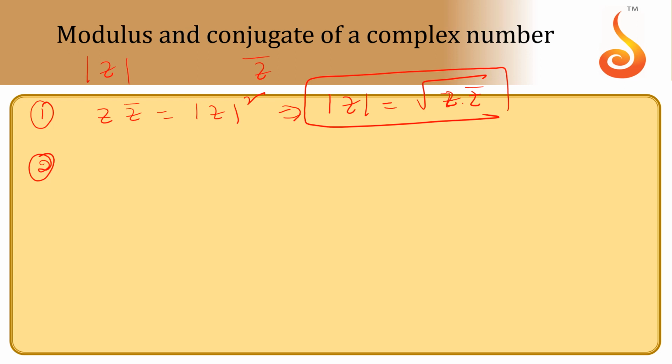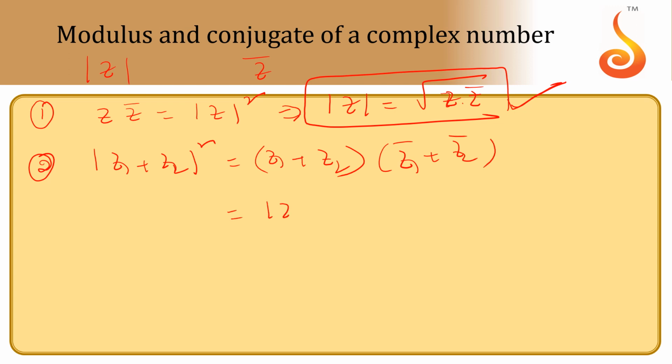The next important property related to this is mod of z1 plus z2 whole square. This is the main property. So I can write this as z1 plus z2 into z1 bar plus z2 bar. If you expand, you will get mod z1 square plus mod z2 square plus 2 into real part of z1 bar z2 or z1 z2 bar, your wish.